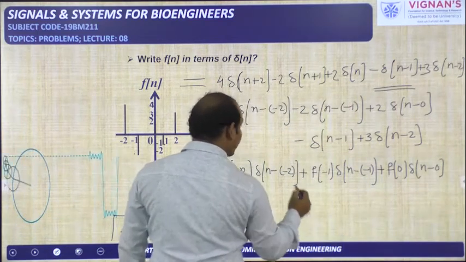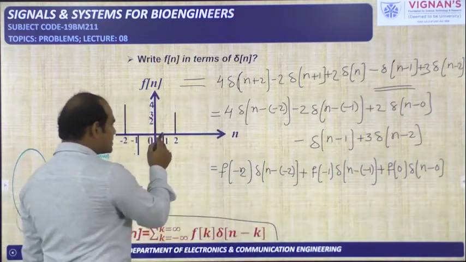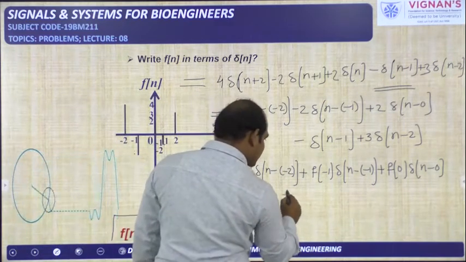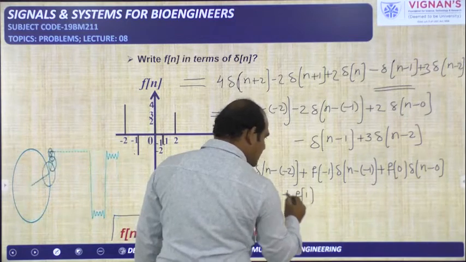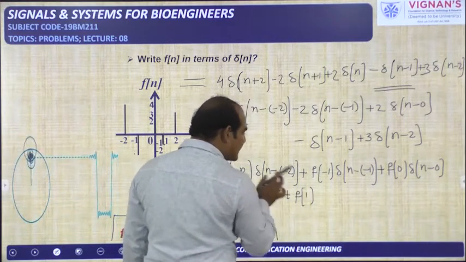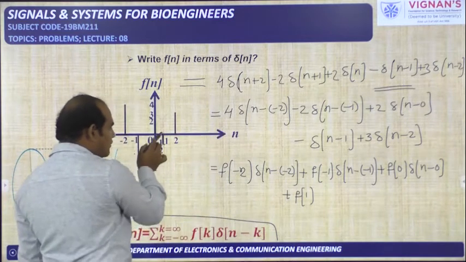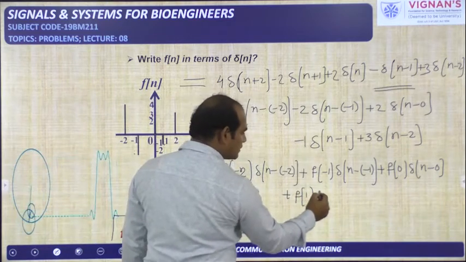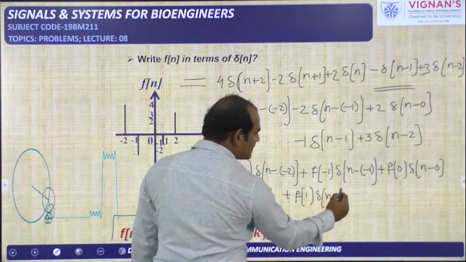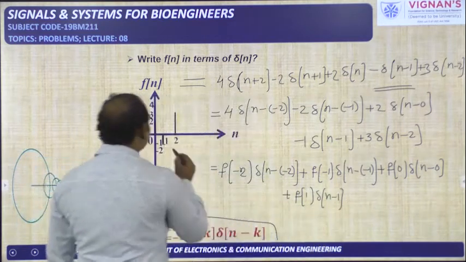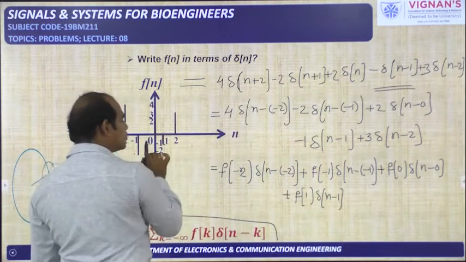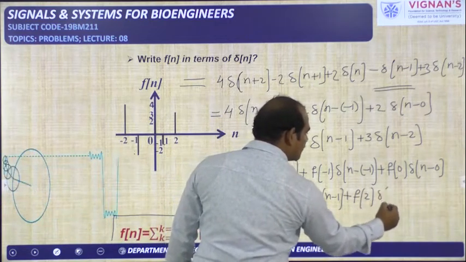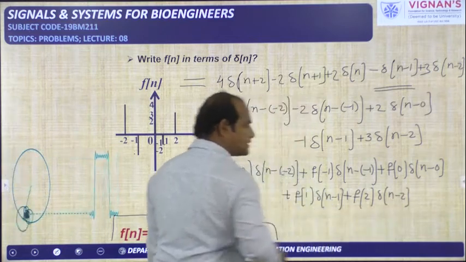Next, this one -1. Where is -1 available? This is the sample available at n is equal to 1. That means that is represented with f of 1. f of 1 means value of the signal f of n at n is equal to 1. At n is equal to 1, value of the signal is minus 1. So in place of minus 1, I can write here f of 1 into del of n minus 1. Next plus 3. Plus 3 is available at n is equal to 2. So that's why it is f of 2 del of n minus 2. So in this way we can represent.